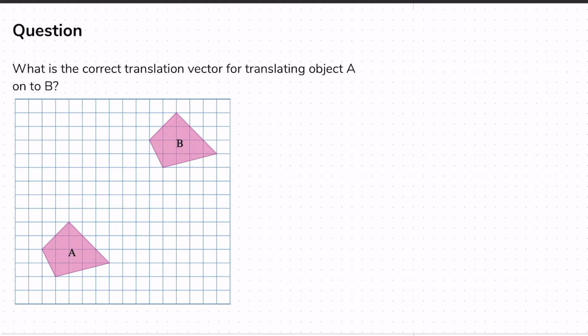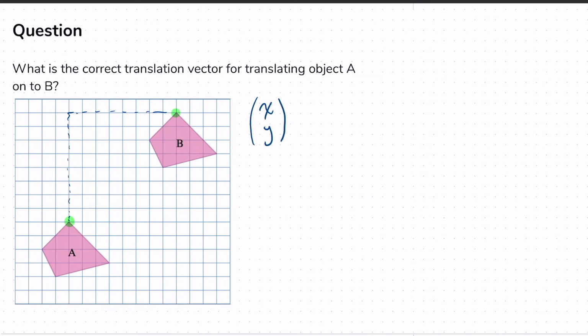So we're asked, what is the correct translation for moving from A to B? And immediately I wonder if it's just being moved, right? So it's being translated from one place to the other. So I'm going to look at the vertices, or vertex, and find out how far up I go and how far across I go. And I'm going to fill in this thing here, which tells us how far across and how far up.